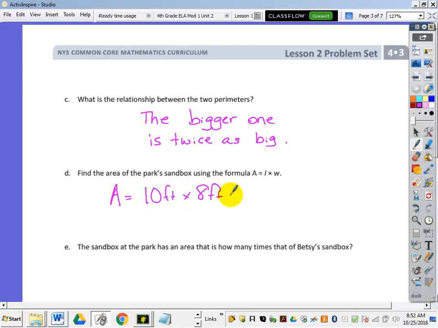Is that an easy multiplication? Yeah. What is that? 80. 80 square feet. Ruben, you're talking for Mackenzie. Okay. He keeps talking for everybody. 80 feet squared or square feet. I don't really care which way you put it. Square.